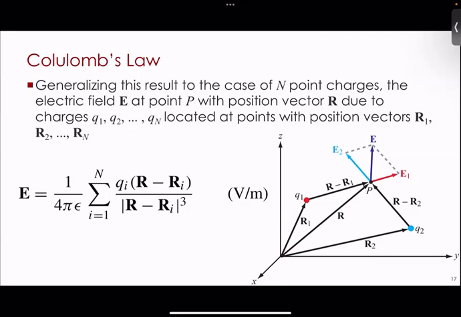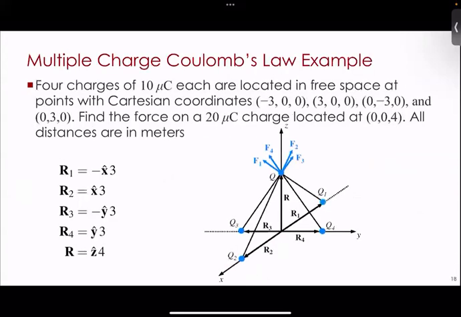Okay, so this is for any number, I equals 1 to n, where I is the individual charge number, like I equals 1 here, I equals 2 here. Qi, that's like Q1, Q2, R minus R1, R2, R3, right? Okay, let's do an example.